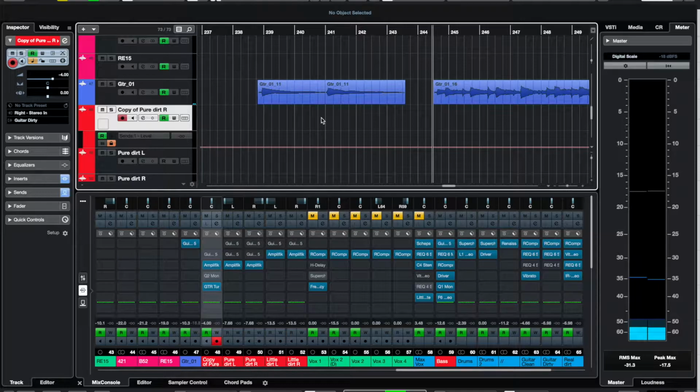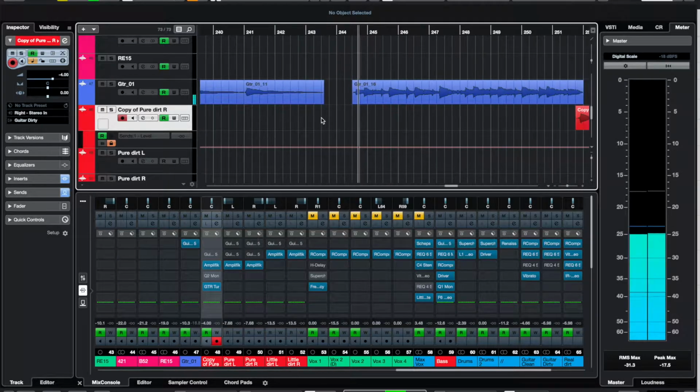Now, let's combine everything we've learned about contrast so far to break down these two guitar riffs.